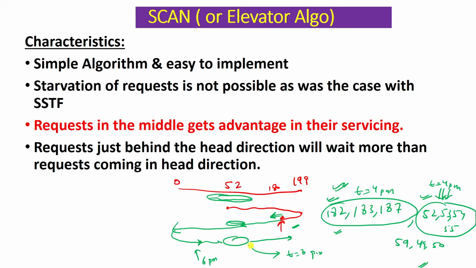So all the requests which are coming in the middle are getting the luxury, they are like privileged requests. They will be serviced whether we are coming in this direction or in this direction. But the requests which are waiting at the ends have to wait for more time. So we want to reduce the waiting time of the requests which are at the ends. We want a uniform waiting time for all the requests. That's why we introduced the C-scan algorithm.